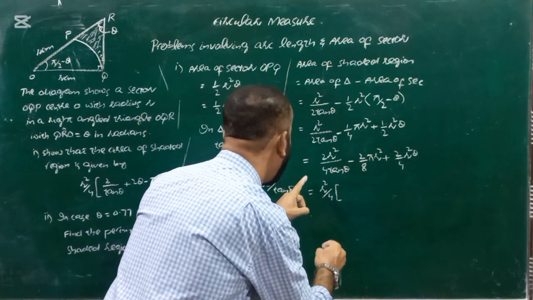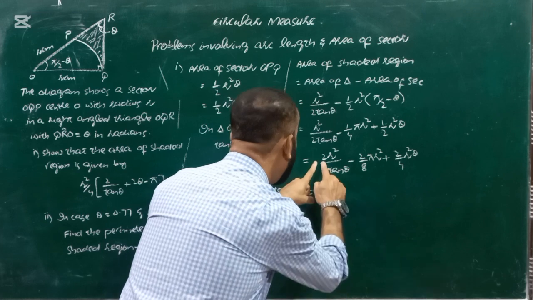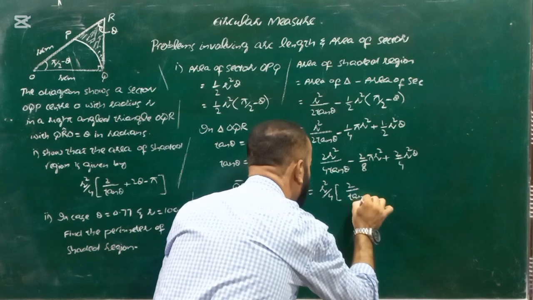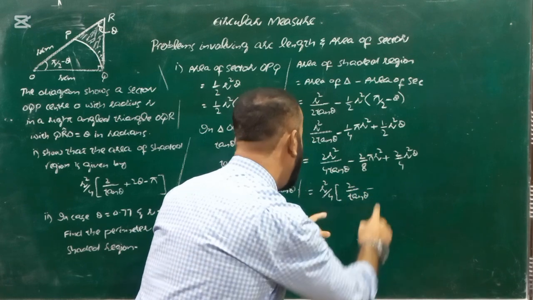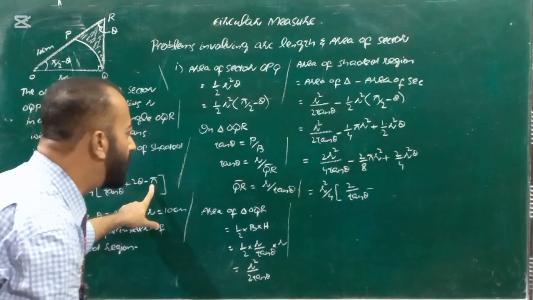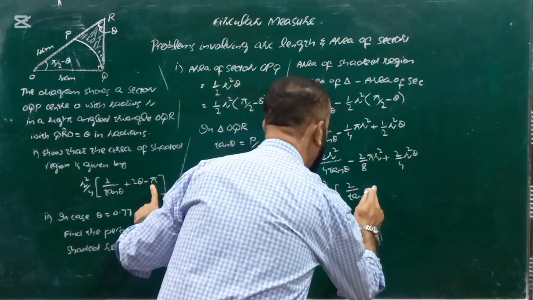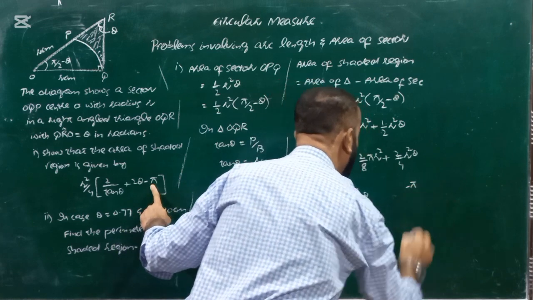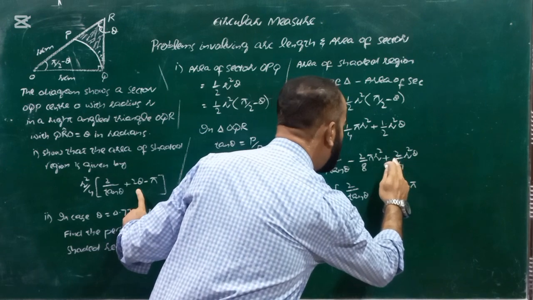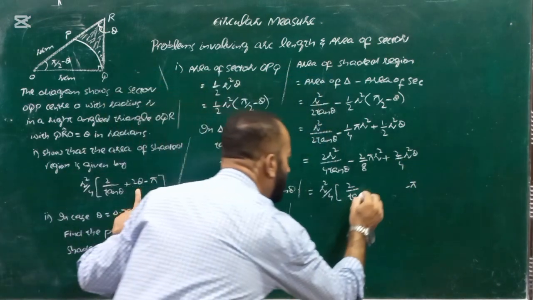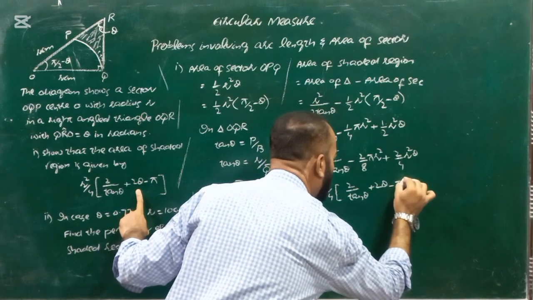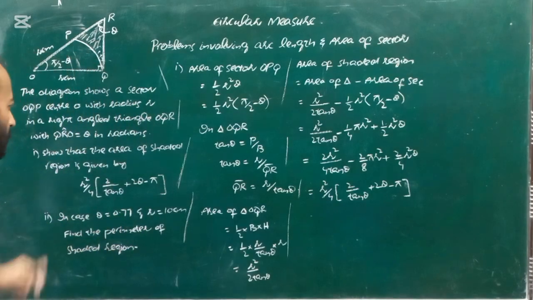Okay, from here 2 over tan theta will be left, minus pi will be left, and plus 2 theta. So r square over 4 times this. So this is proved. So the first part is done.